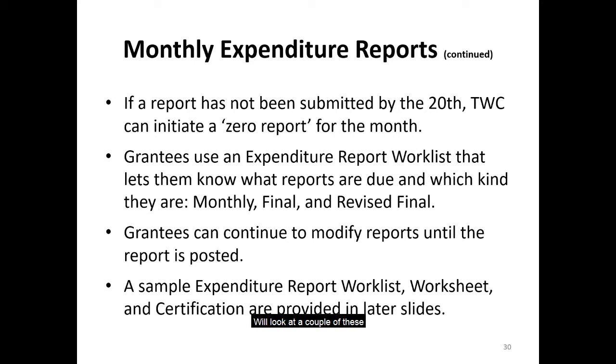We'll look at a couple of these things shortly, but the expenditure report work list is an important page in the expenditure reporting module, and it will let you know which reports are due and what kind of reports are due. So it'll show the list of monthly reports, or if you have final or revised final reports that are out there that are due, it will show you that list all on one page so that you'll be able to quickly see the reports that need some attention.